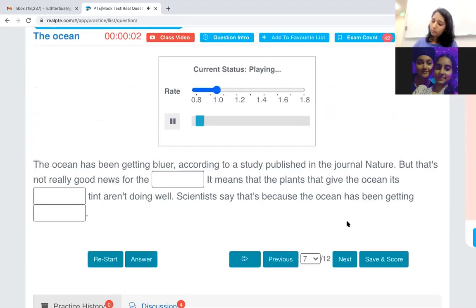The ocean has been getting bluer, according to a study published in the journal Nature. But that's not really good news for the planet. It means that the plants that give the ocean its green tint aren't doing well. Scientists say that's because the ocean has been getting warmer.